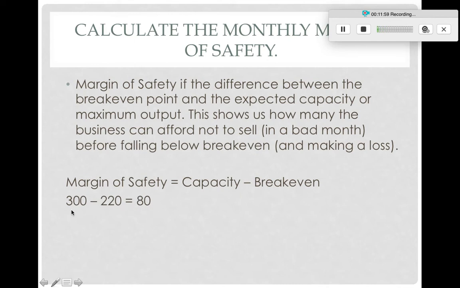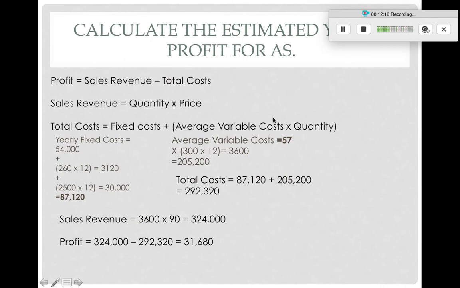The margin of safety in this case is 80 units because Afghan Sun intend to sell 300 per month. They make break-even at 220 per month. So they have a margin of safety of 80 units. They could afford not to sell 80 units in a bad month before they made a loss. And the last one, which is the profit.